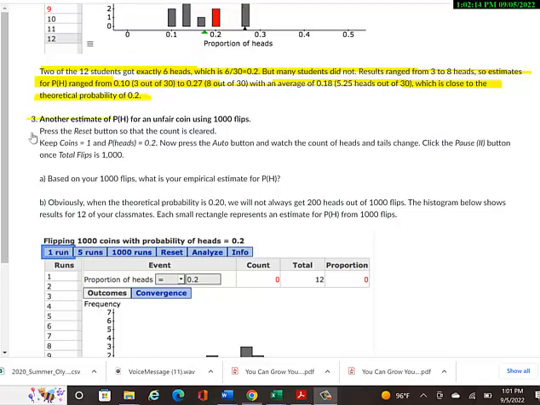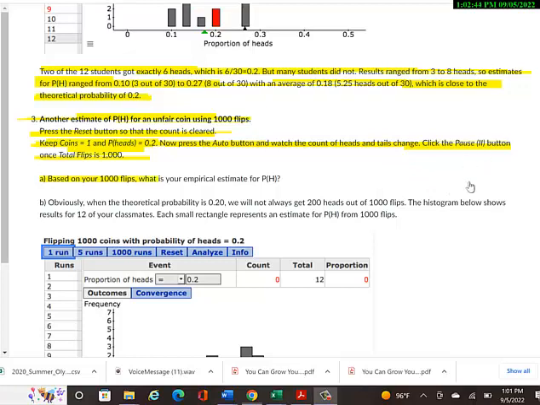Now we'll do another estimate as we did before with the fair coin, but now we're using an unfair coin. We'll do 1,000 flips. So press the reset button so the count's cleared. It's as if the coin hasn't been flipped yet. Now we'll keep the number of coins at 1, and we'll keep the probability of heads the same at 0.2. Now we'll press the auto button, but as we saw, if your screen looks the same as mine, it's blank. Just press that empty button that's next to the pause button and watch the count of heads and tails change. Click the pause button once the total flips is 1,000 or close.